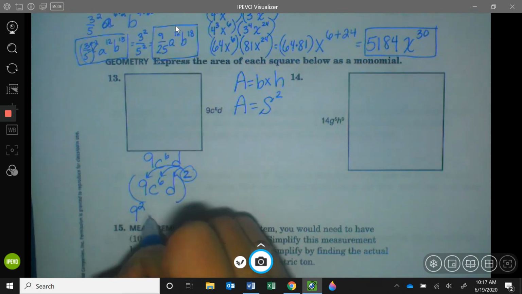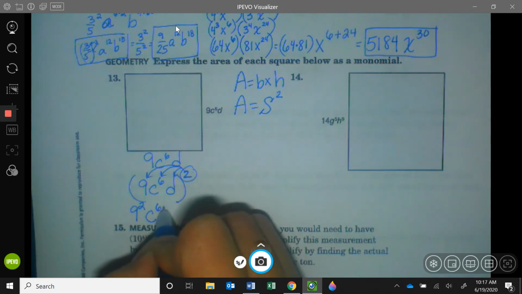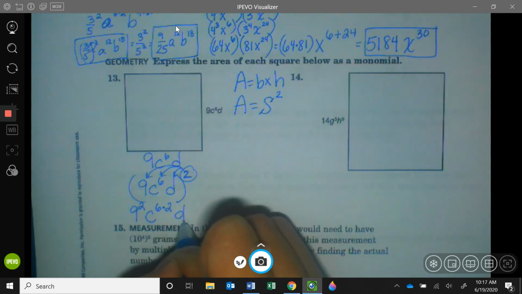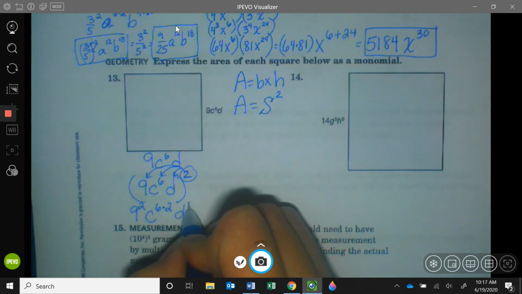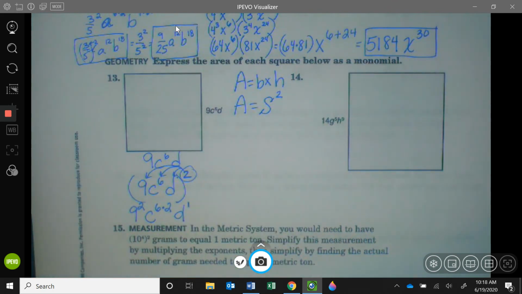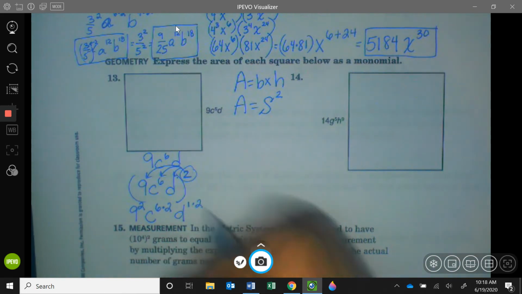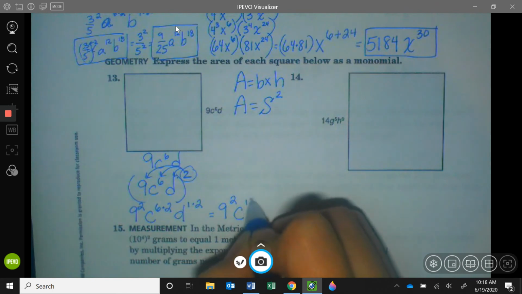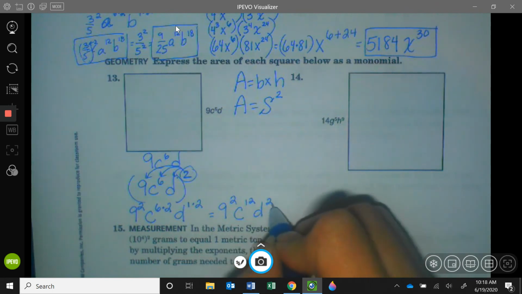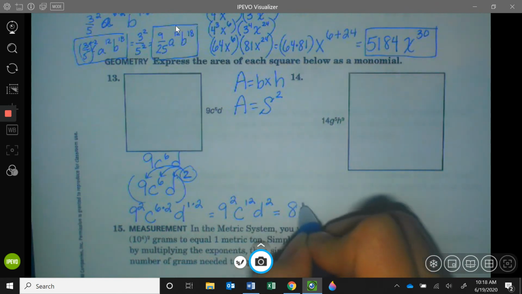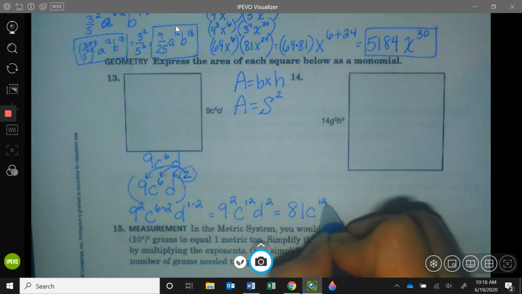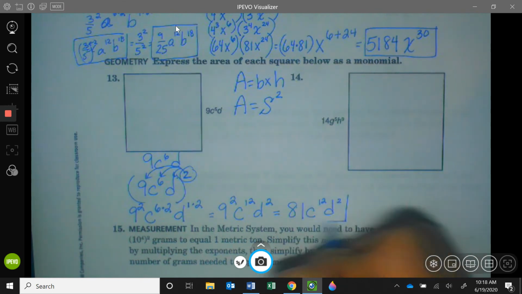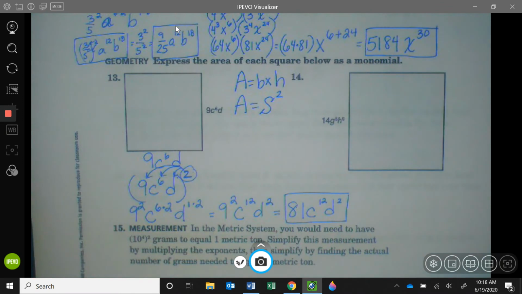Because it's a product power, we're distributing it to each piece. So 9 squared, c to the 6 times 2, and then d, when there's no variable or no exponent, it's 1. So this is 1 times 2. So 9 squared c to the 12th d squared. And so then that's 81 c to the 12th d squared.